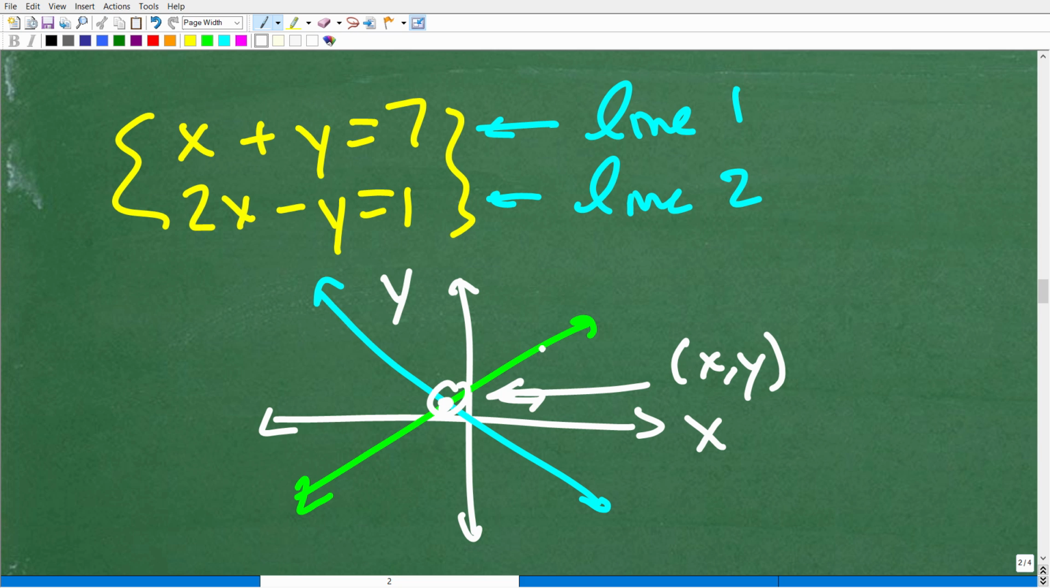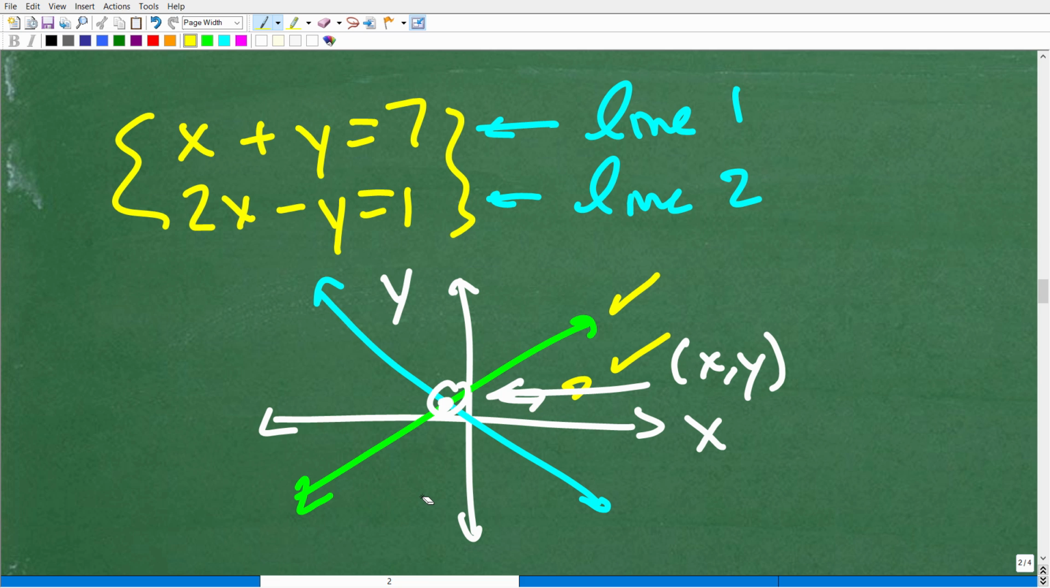Now, a linear system does not have to have a solution because you can have two lines that are parallel to one another, right? So if I have two linear equations in a system and they're parallel to one another, they will never cross. So a system like this will have no solution. There's a lot here to know, okay?